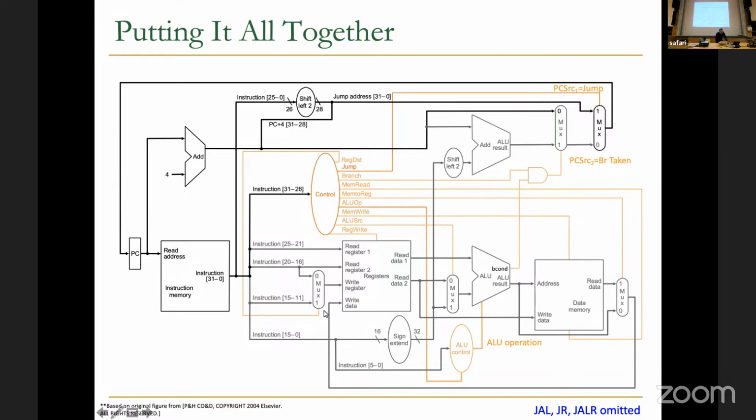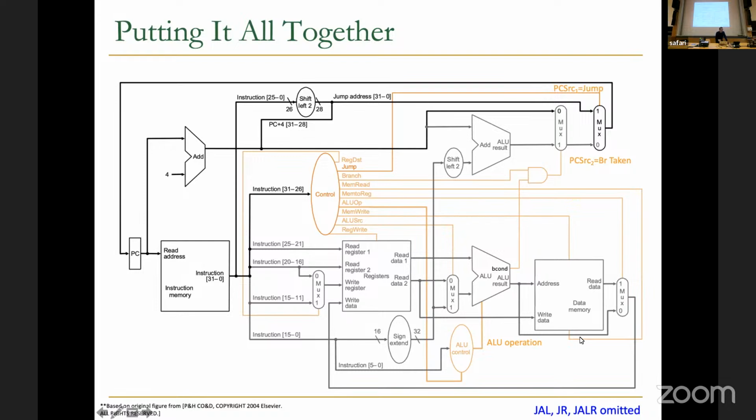RegDest is basically, are you writing to the destination? Which instruction bits are you using to actually decide which register you're writing to? It depends on the instruction, as we discussed. If it's I-type, for example, you should use these bits to write to the register. If it's R-type, you should use these bits to determine the ID of the register. Jump, branch, memory read, memory write. Memory read, for example, sets whether you're reading from memory. Memory write sets whether you're writing to memory.